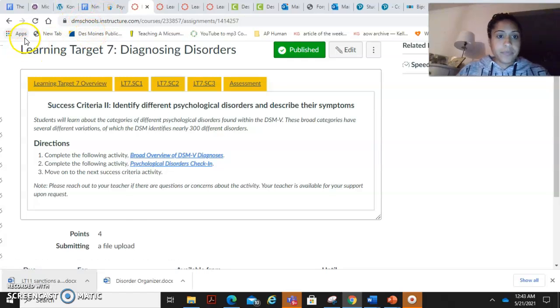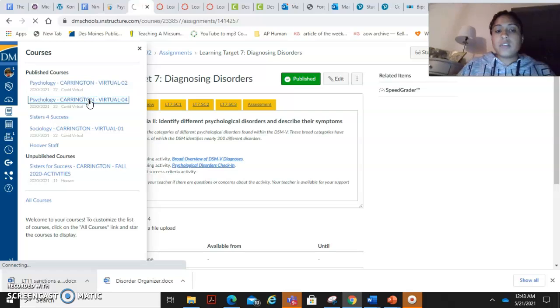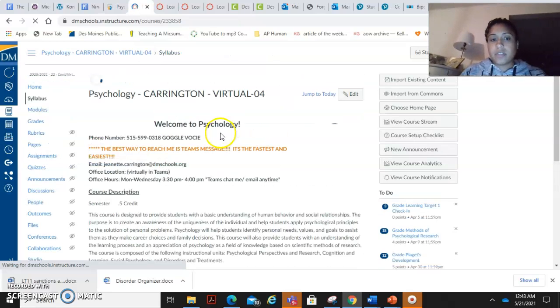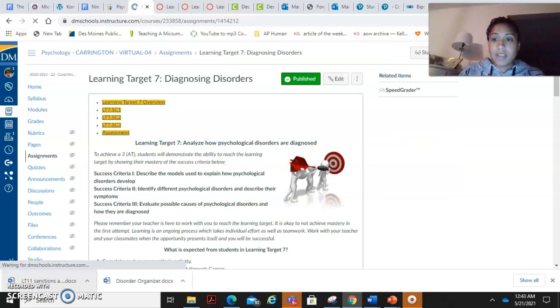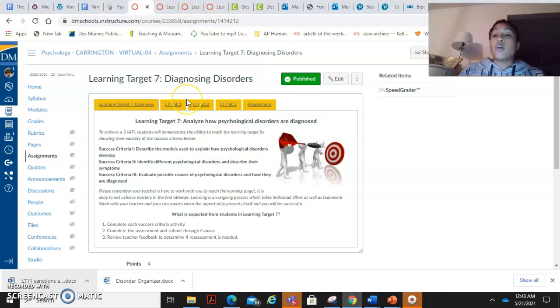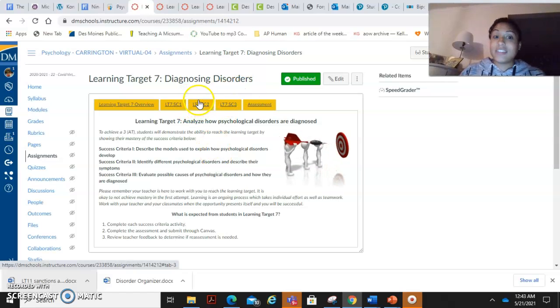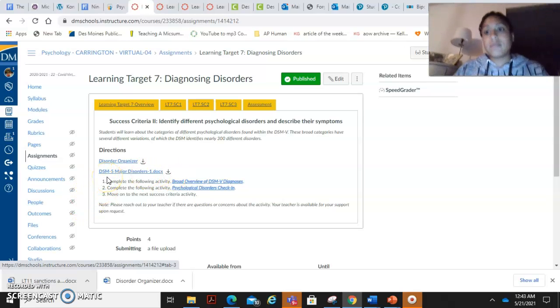Oops. This is what yours is going to look like tomorrow. It doesn't look like that right now, but it will. Go to number 7. It's going to say success criteria. Go to LT7 success criteria 2. All right, you're going to need to download both this disorder organizer and this DSM-5 disorders. Okay, download both of these.